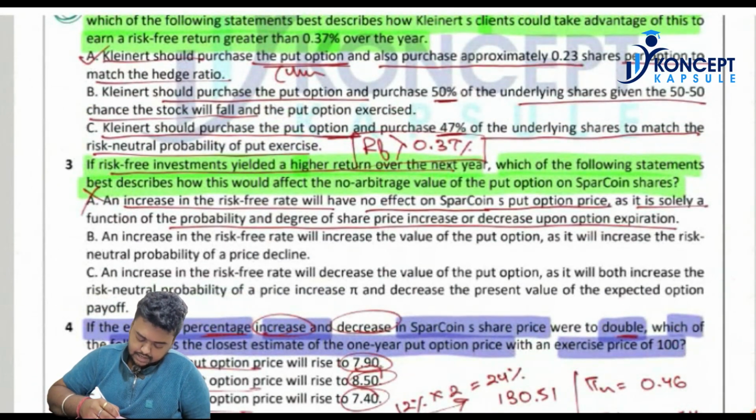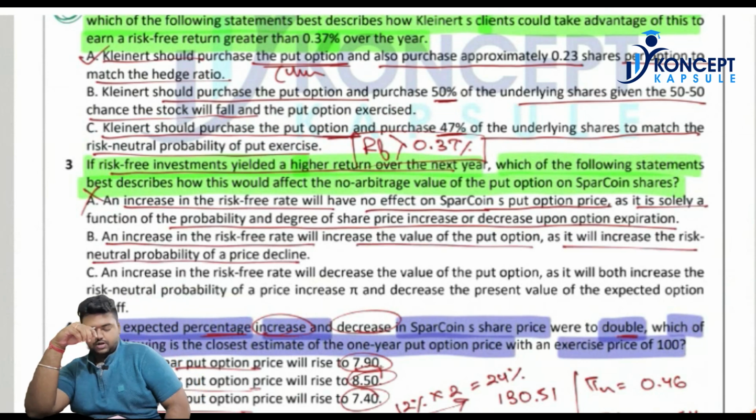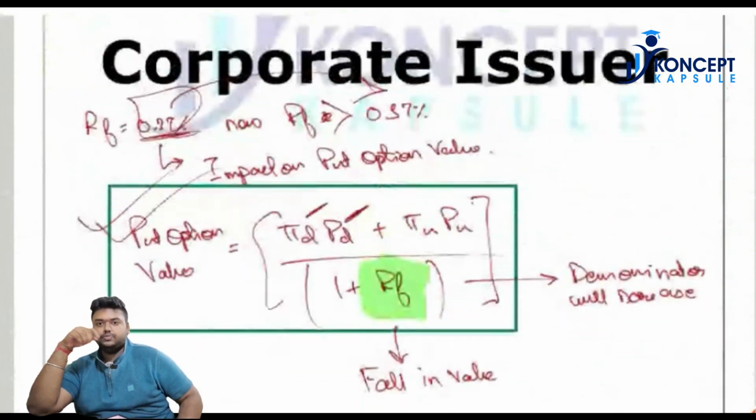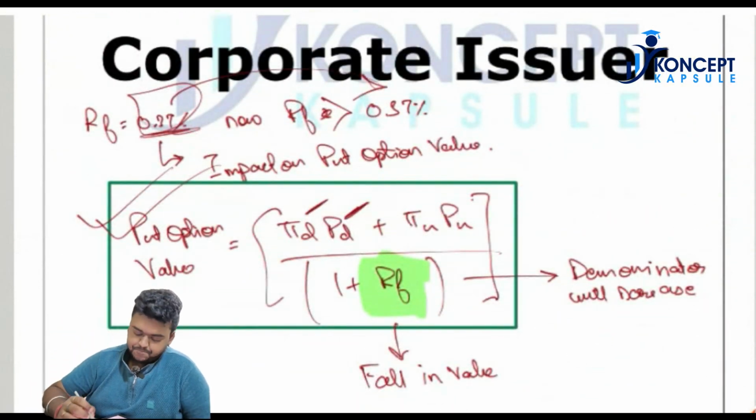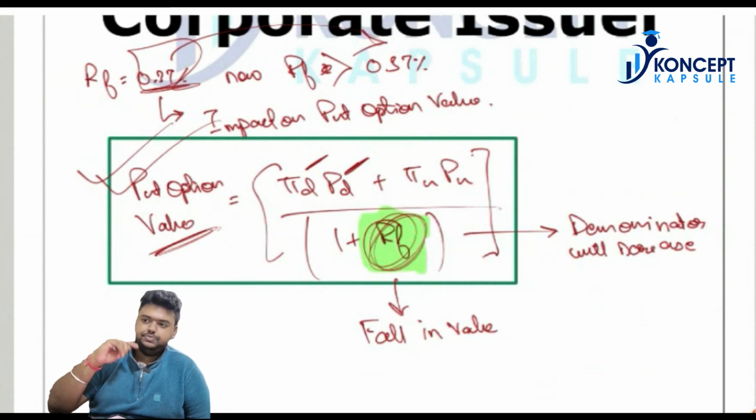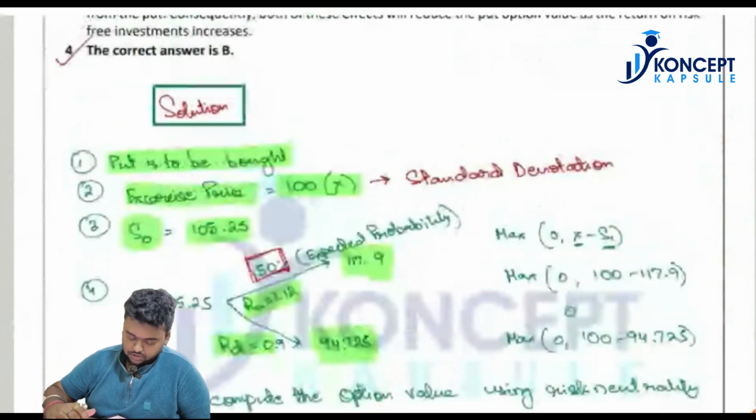What is B? An increase in risk-free rate will increase the value of put option, as it will increase the risk neutral probability of price decline. So it is saying that when RF increases, the put value will also increase. Is it sounding logical? No. So it is also wrong.